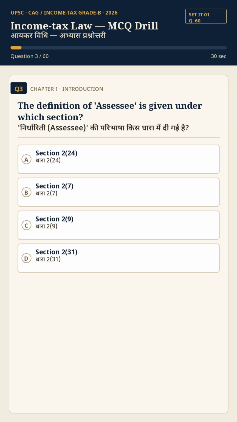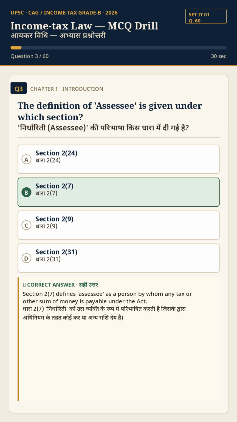Question 3. The definition of assessee is given under which section? Option A, Section 224. Option B, Section 27. Option C, Art 27. Option D, Section 29. The correct answer: Explanation. Section 27 defines assessee as a person by whom any tax or other sum of money is payable under the Act.